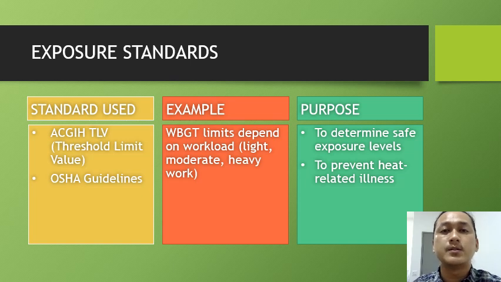So then, the results were compared with standard guidelines such as the ACGIH threshold limit value and also OSHA guidelines. These standards provide safe exposure limits based on the type of work, whether light, moderate, or heavy. This helps determine if the working environment is safe or if control measures are required.